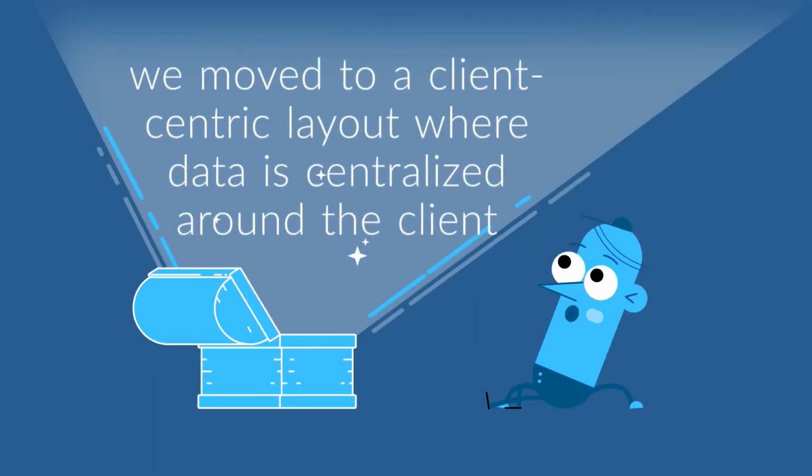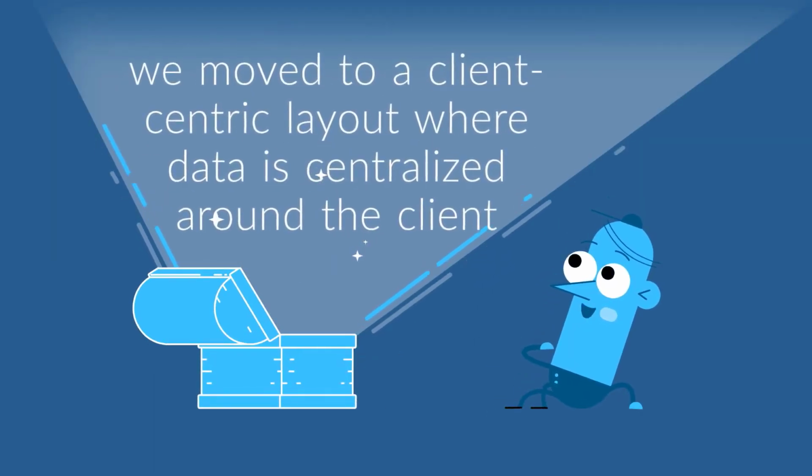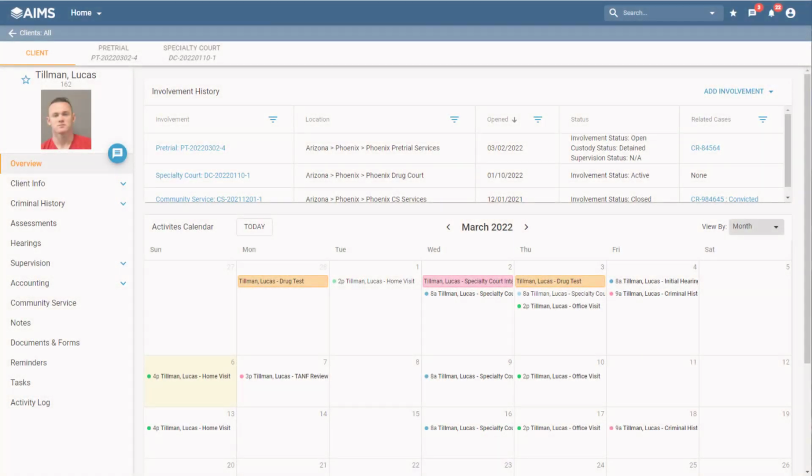new client-centric layout where data is centralized around the client rather than one of their involvements. What you're looking at right now is called the client view, and this replaces the involvement view I showed you earlier. This client view lets you see everything that's going on with the client and all of their involvements from one spot, without having to toggle between involvements like we saw earlier. Yet you can still differentiate between involvements if you want to.